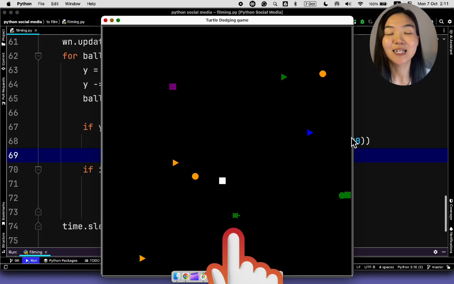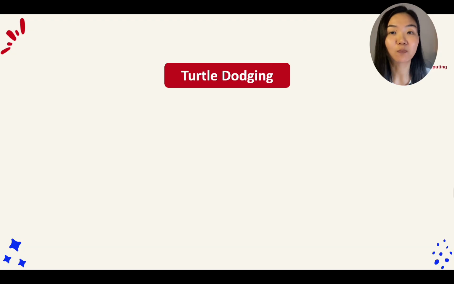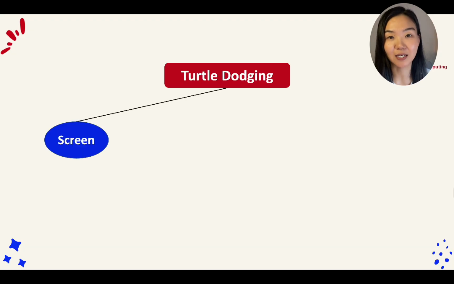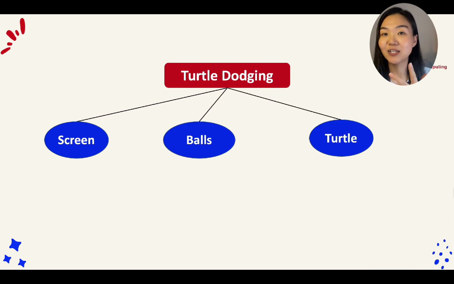Let's look at how to create this turtle dodging game. First, let's break it down. There are 3 components in the game: the window, the boss, and turtle. Now for each of these components, what do we need to do?